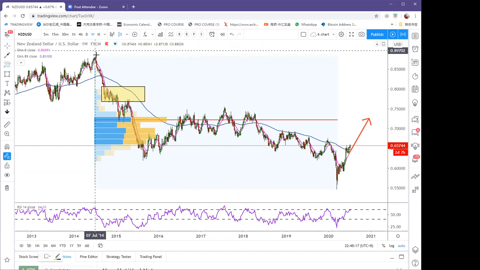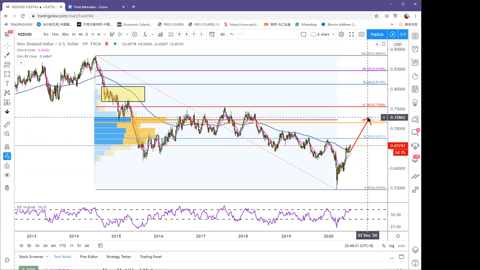If we draw the 618 level, you can see the Kiwi still has a long way to go. It may go to 0.7550. So just use 0.7550 as your long-term target for the Kiwi, and you're going to win about 1,000 pips on this product.